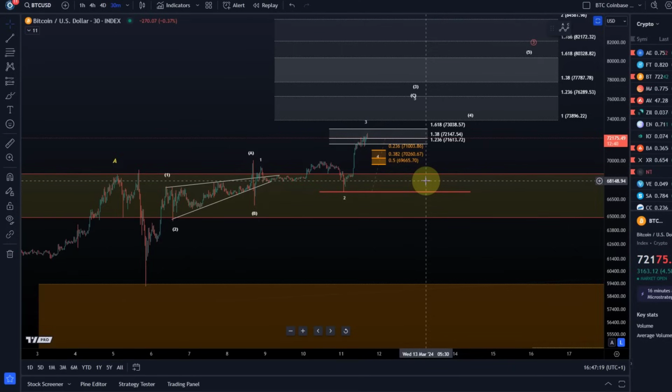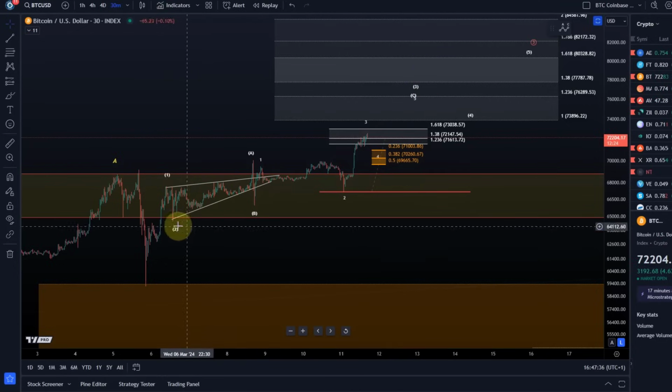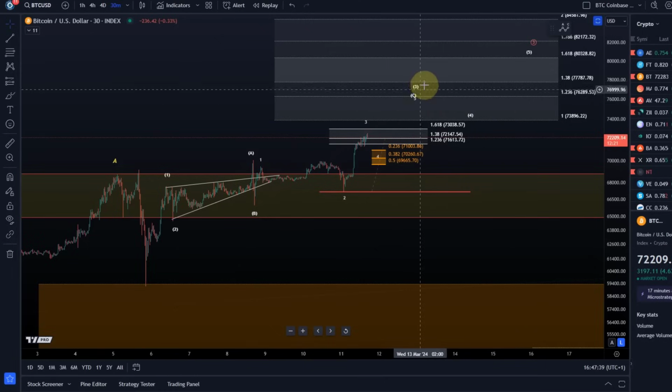I shared with you the short-term bearish and short-term bullish scenarios, highlighted to you that as long as we are holding the Friday swing low, which was here the 65,800 level, the door to further highs remains open in our ending diagonal pattern here, highlighted in white.